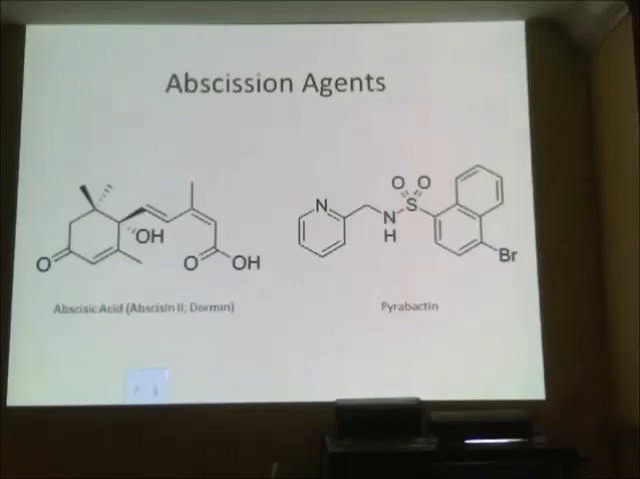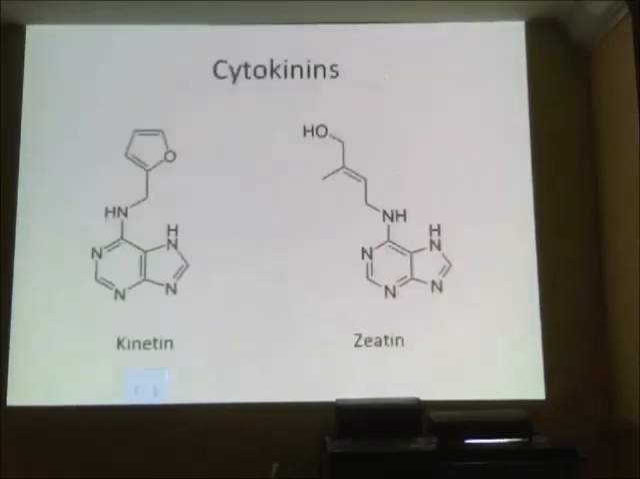So we're going to look now at cytokinins, compounds that are shown here. The first thing that you should notice about these two compounds, kinetin and zeatin, is that these are both derivatives of something that we've seen in DNA, and that is adenine.